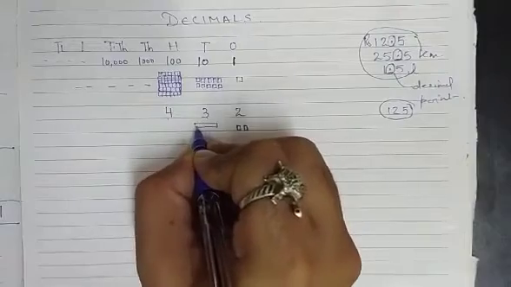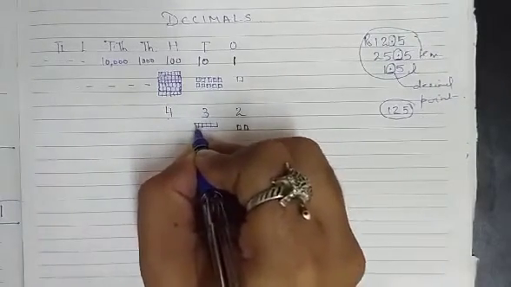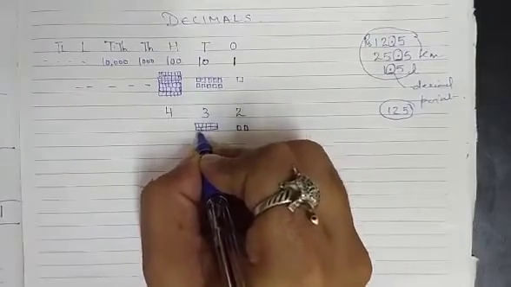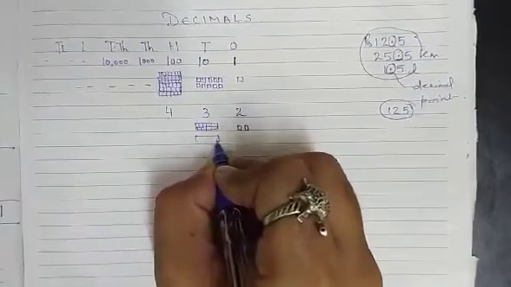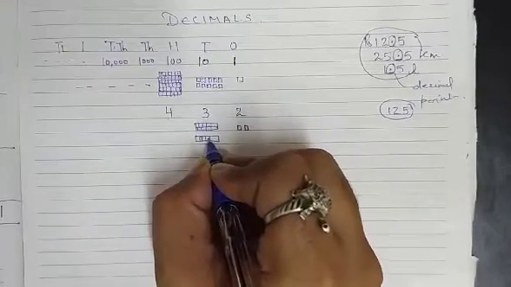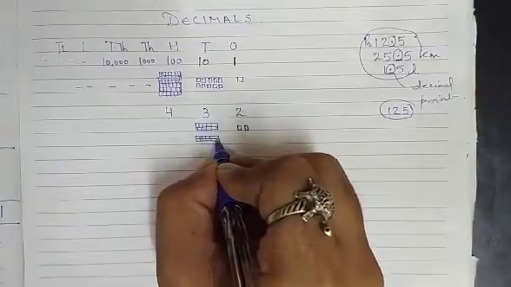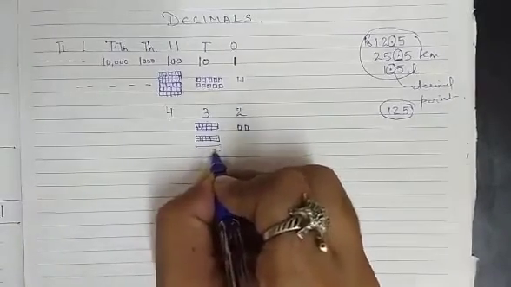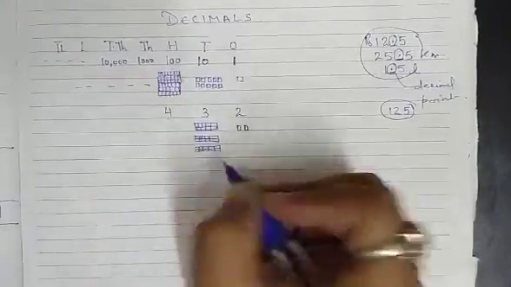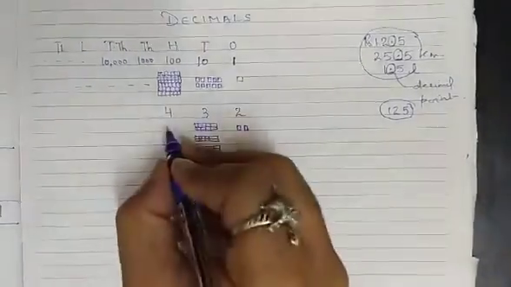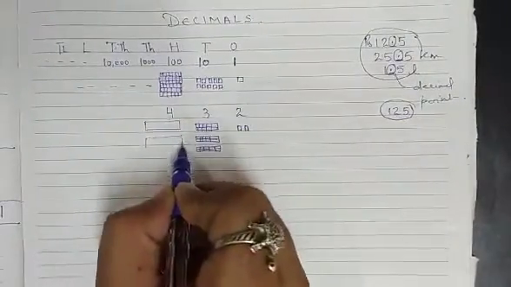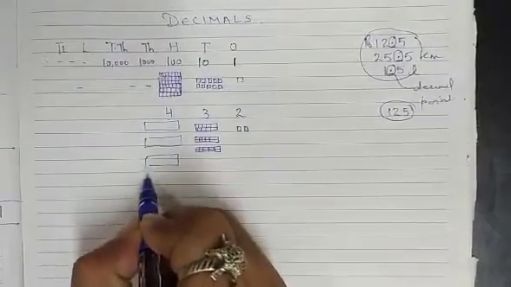So, counting 1, 2, 3, 4, 5 in each box, 2 boxes make 10. Right? Same with here also. Here a block of 100 chocolates. How many blocks? 4 blocks.